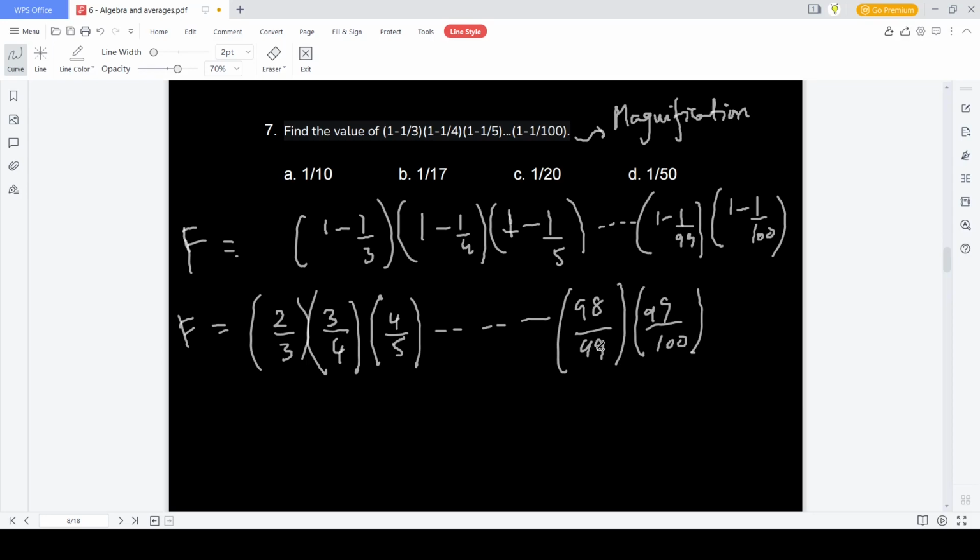So we see that conveniently this and this cancel, this and this, all these hidden terms will cancel, this and this will cancel, this also will cancel with this hidden term, this and this will cancel. What will be left is this 2 and this 100. So what we have to find is nothing but 2 by 100, which is 1 by 50. That's all.